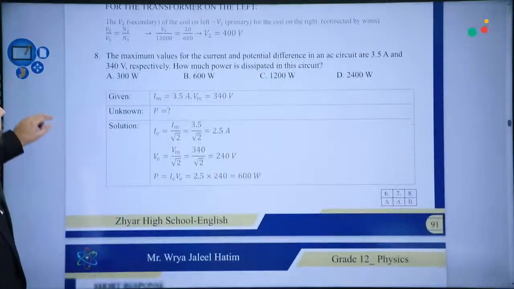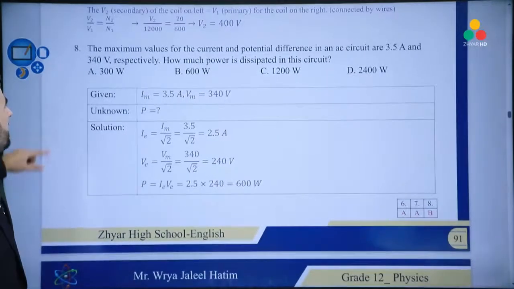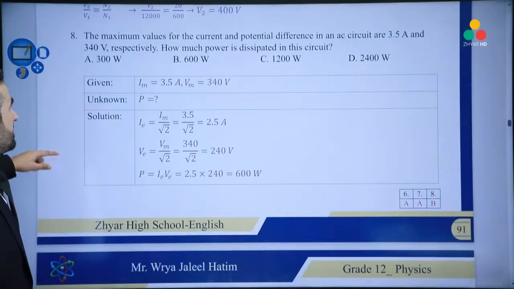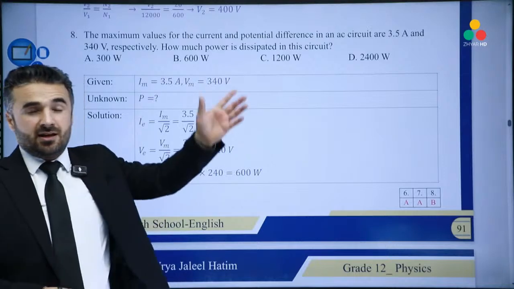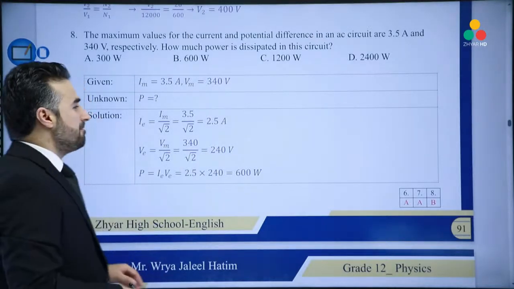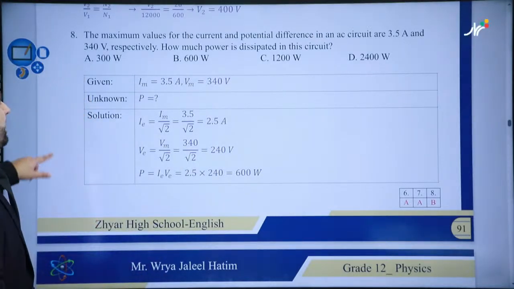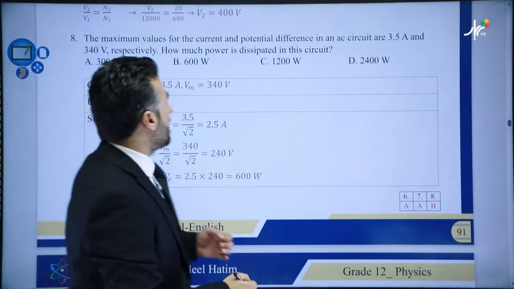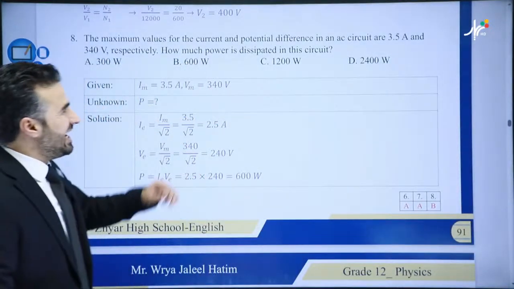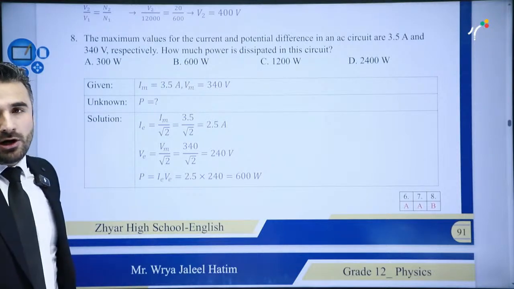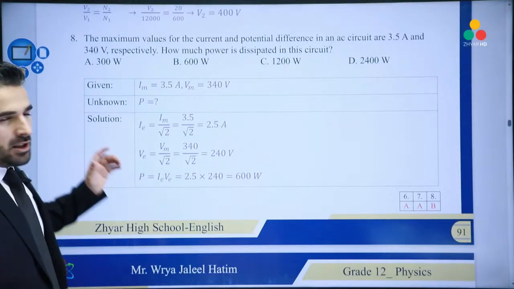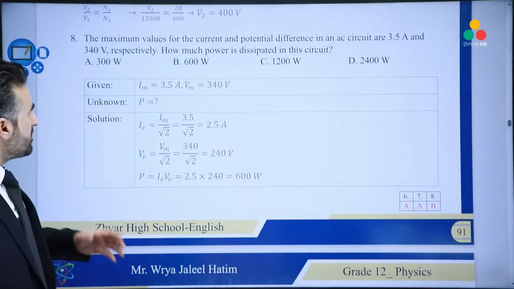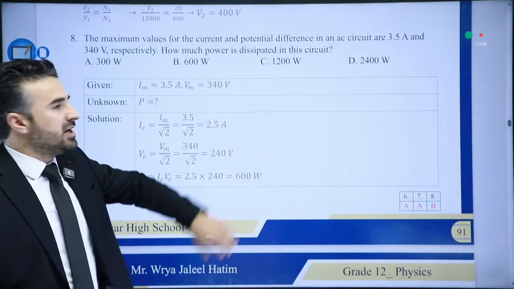Okay, now take a look at question 8. Question 8 could be a little bit confusing. Or perhaps this is the sort of question that might send you to the other side. Anyway, hope you understood what I meant. So it says: the maximum values for the current and potential difference in an AC circuit are 3.5 amperes and 340 volts, respectively. How much power is dissipated in the circuit?